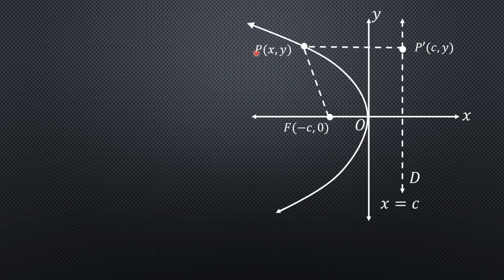Lastly, let us have the parabola that opens to the left with vertex at the origin. So we have point P with coordinates (x, y). This is equidistant to the focus with coordinates (negative c, 0), and the directrix with equation x equals c. The point of intersection between the line containing point P and the directrix will be P prime with coordinates (c, y).